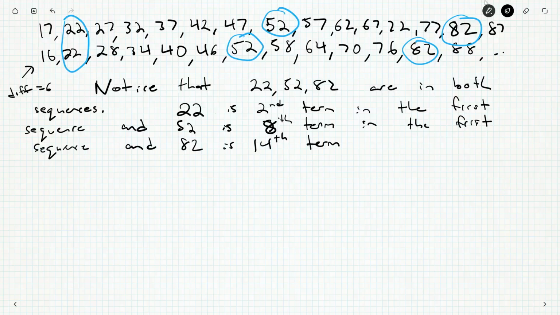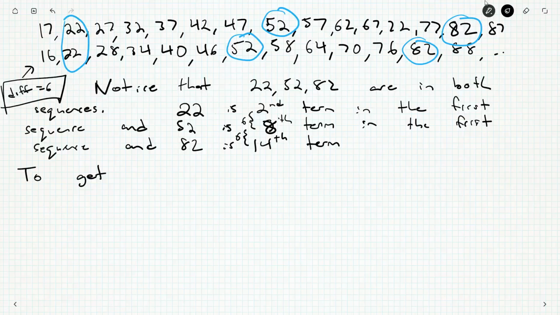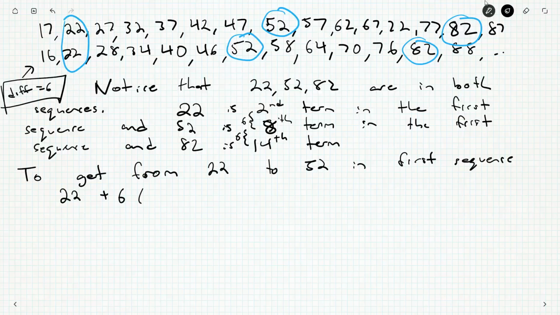Okay. So we might notice a little something going on there. It's a difference of 6. Where have we seen a difference of 6 before? Right over here. So to get from 22 to 52 in our first sequence, 22 plus, well, how many of the common difference of 5 do we need? We need 6 copies of our common difference of 5.